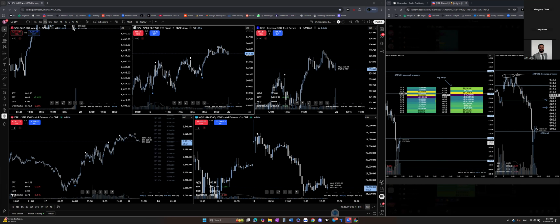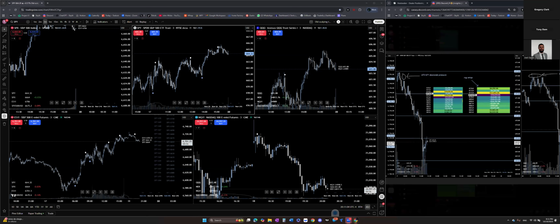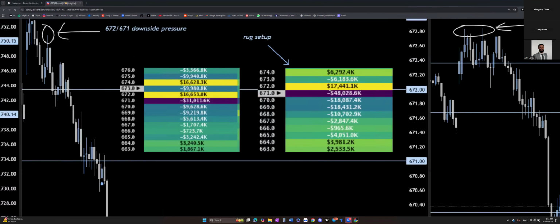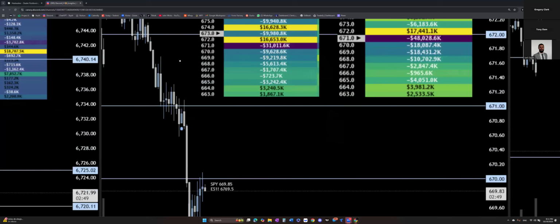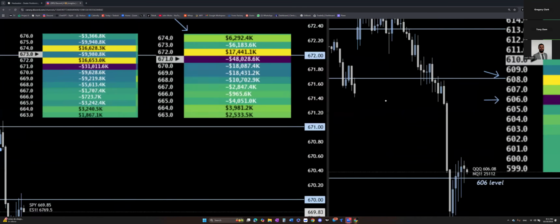I'll go over the rug setup one more time. The rug setup occurs when we have, let me see if I can make this bigger, a purple node stacked underneath or above a yellow node. We have a bunch of negative gamma nodes below it, no observable floor to be seen. When we have this type of setup where we do not have a floor, we get a rug setup.